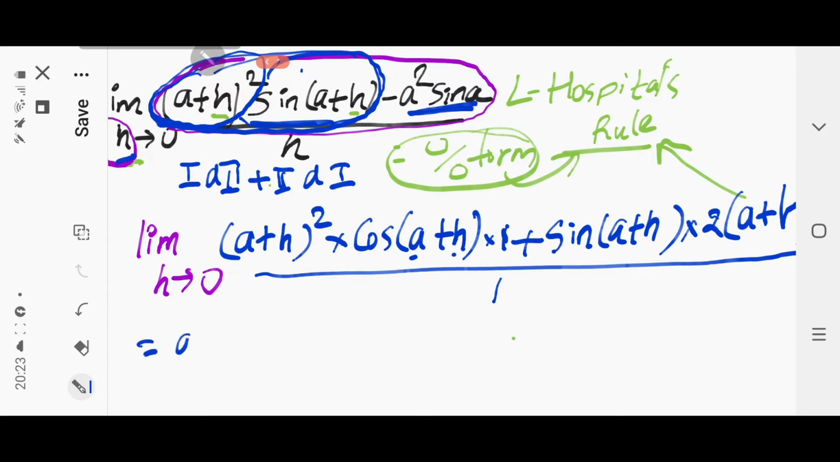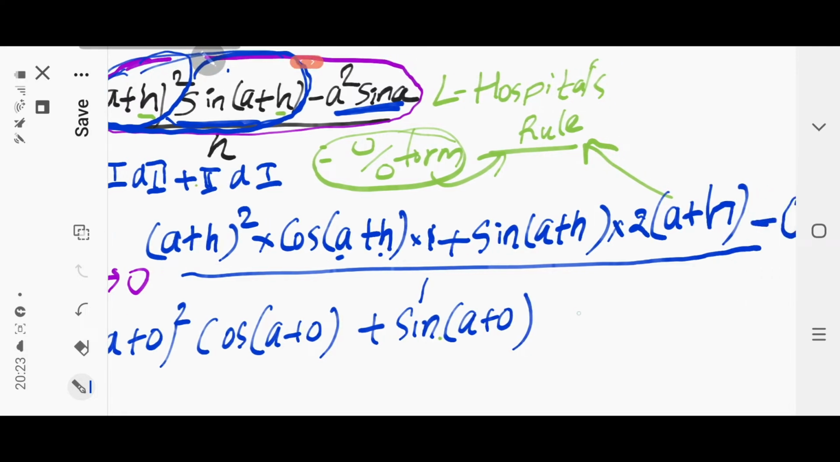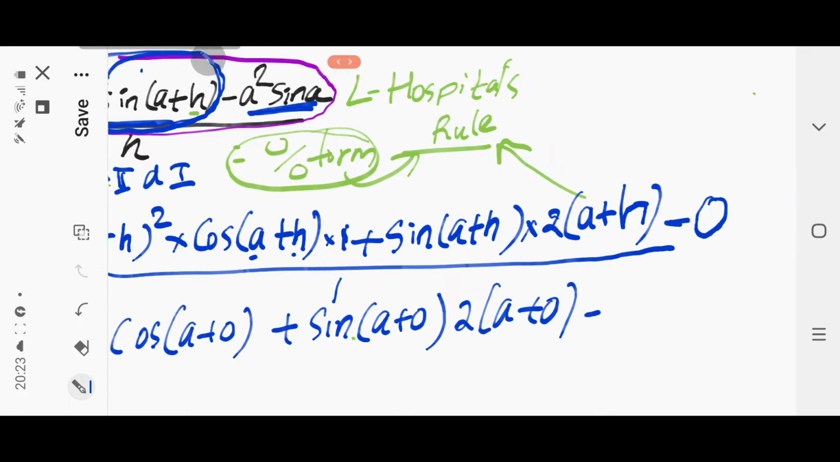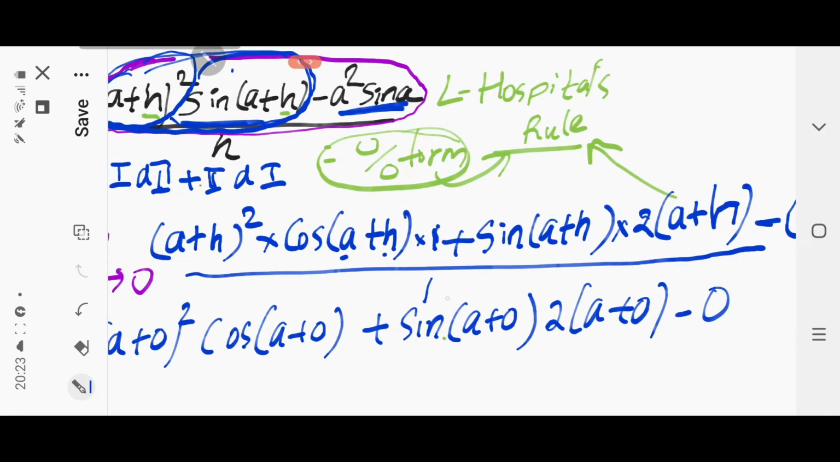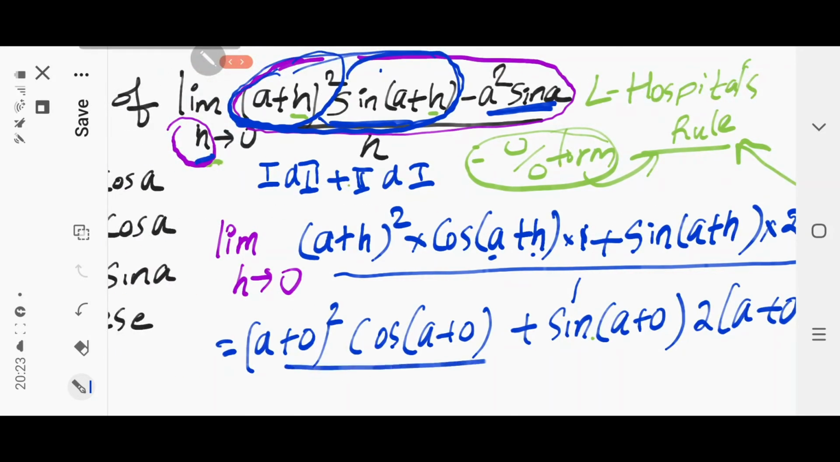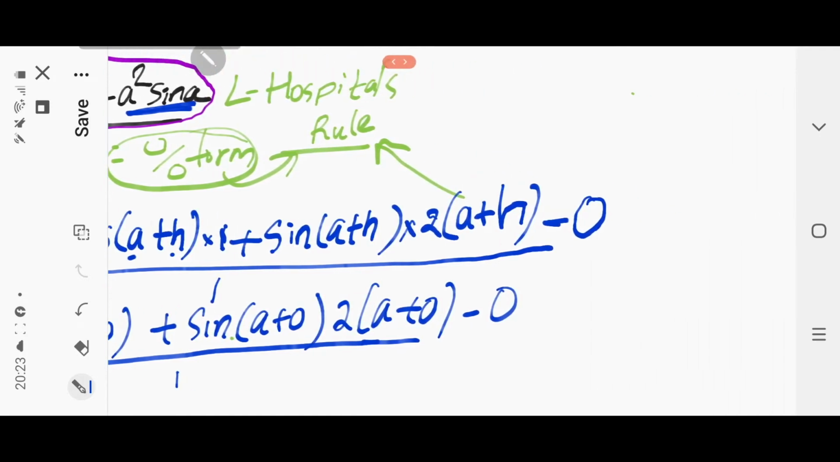That means the answer is equal to (a plus 0) the whole square cos of (a plus 0), right? Plus sine of (a plus 0), right? Again, 2 into, in the place of h, you put 0. Minus, what is here? It is also 0. The whole divided by 1. Therefore, you don't need to take 1, right? Is it necessary? No. You can take it, but the whole divided by 1. Okay. Are you getting it? Yes.